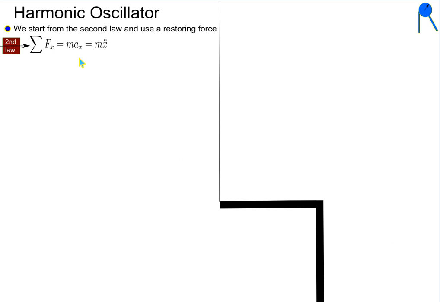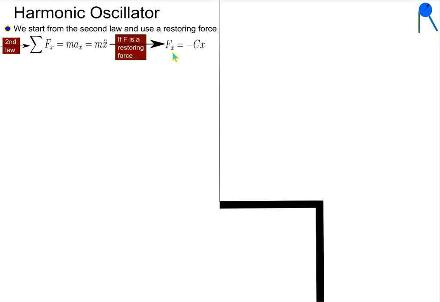We start by writing the famous second law and write a as the second time derivative of the displacement. Now, if the force is a specific force, named a restoring force, it has this form. It has some negative constant multiplied by the displacement. This force will cause the harmonic oscillation, as we'll soon see, causing the body it is acting on to go back and forth through the equilibrium position.